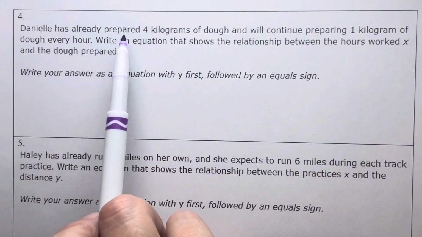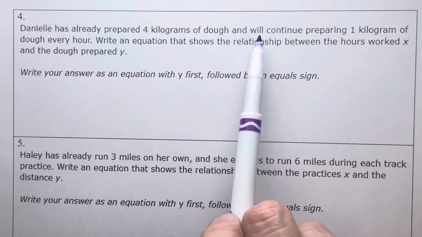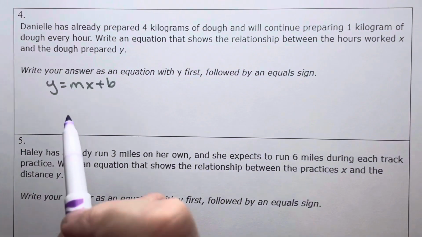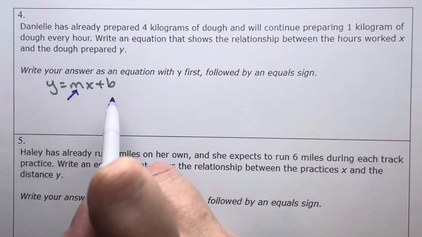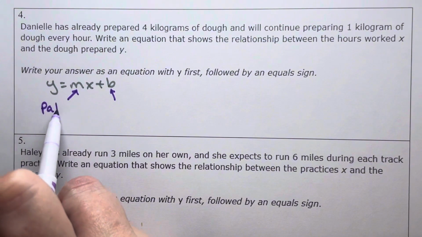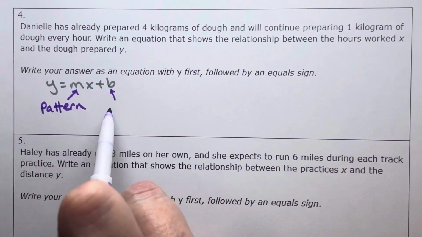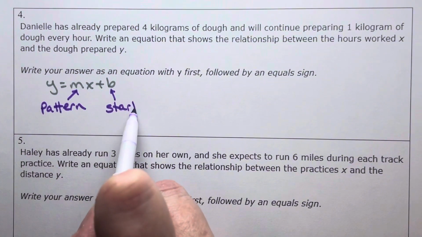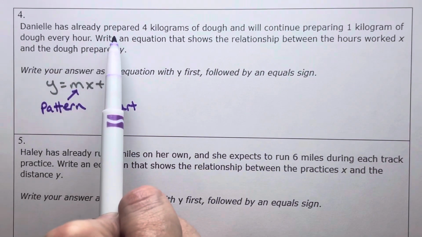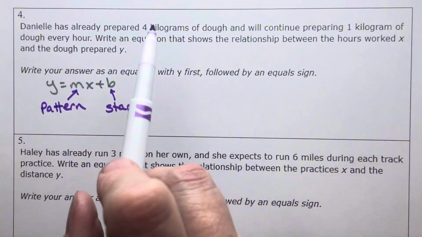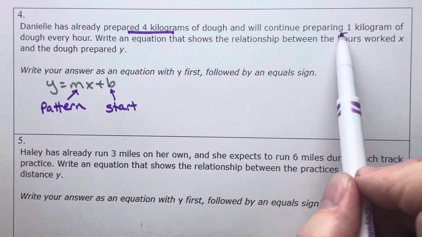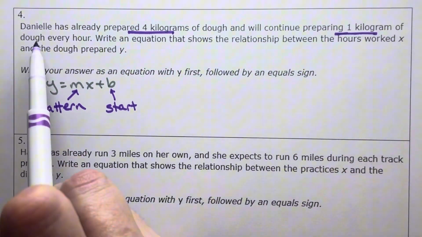Danielle has already prepared 4 kilograms of dough and will continue preparing 1 kilogram. Using our slope-intercept form of the equation to help us as a guide, remembering that M, the slope, is the pattern, and B, the y-intercept, is where we start. Let's go find out what's in this story. So Danielle already has prepared 4 kilograms of dough. All right, so there's a number, 4 kilograms. And she'll continue preparing 1 kilogram, there's another number, of dough every hour.